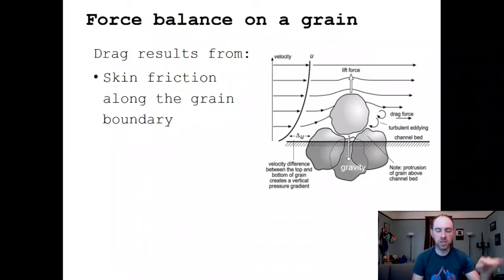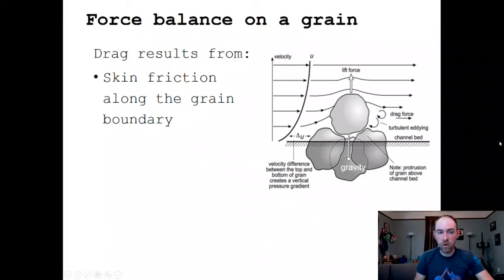So you can imagine, just as there was a friction exerted by the bed on the flow, there's a friction exerted by the grain itself, okay? So as the water flows or the air flows around that particle, there's going to be some friction based on just its contact with a rigid body, such as the grain, right? So we call that skin friction, and that will exert a drag in the downstream direction, okay?